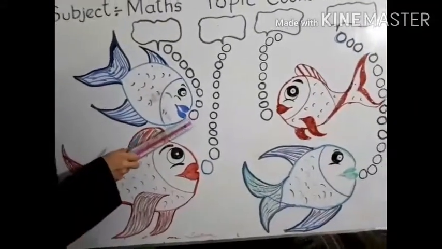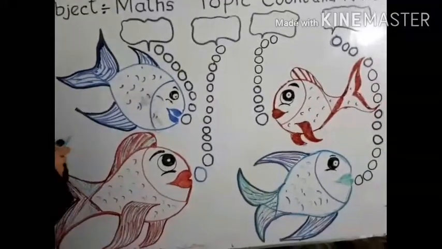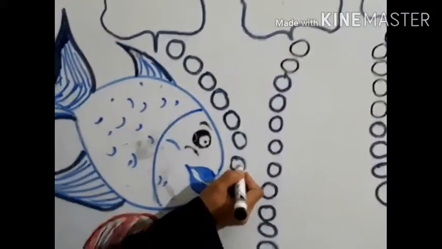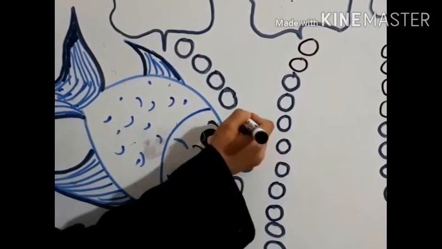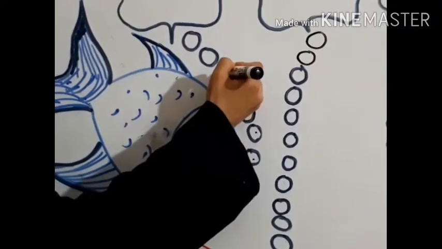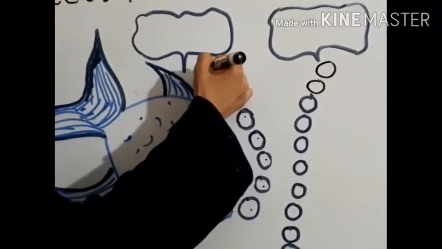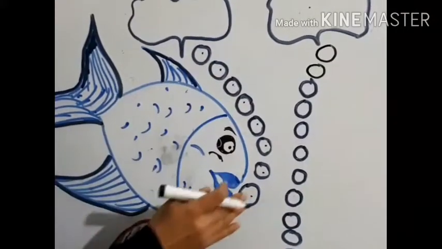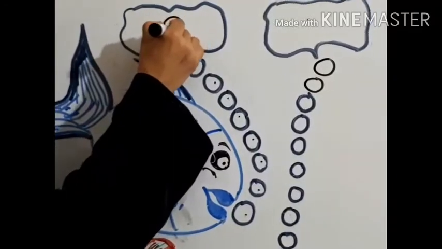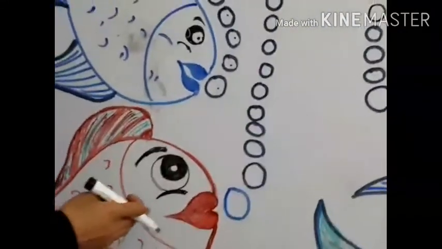No need to count them so fast like 1, 2, 3, 4. No. Try to count them slowly like this. Follow me. 1, 2, 3, 4, 5, 6, 7, 8. How many bubbles are here? 8 bubbles. Then we will write number 8 in the given box. Like this. Now look at the next fish.